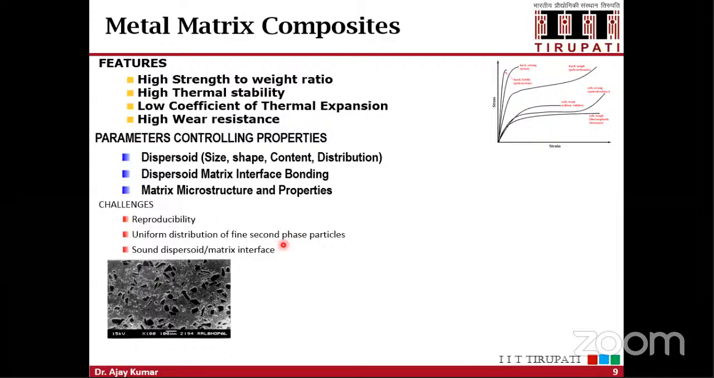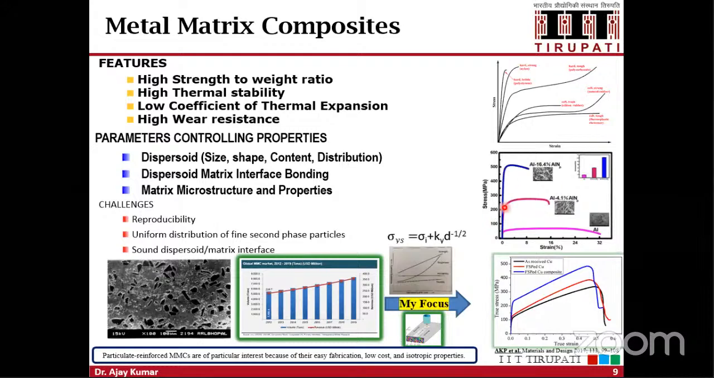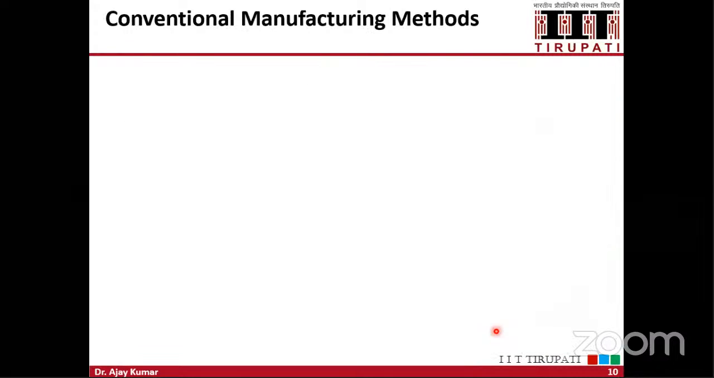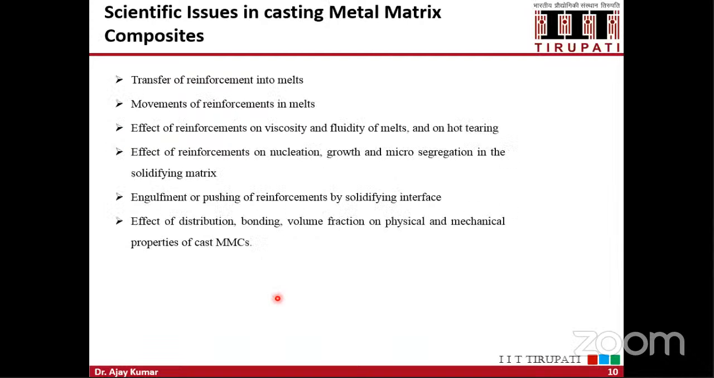Okay, so we are trying to address this challenge using friction stir processing. Most of the composite materials will have high strength but low ductility and less toughness. So we are trying to address this issue using the friction stir processing method to develop these MMNCs. Conventional methods are mechanical alloying and solidification processing, but they have limitations, as I mentioned: poor bonding at the interface, poor wettability, agglomeration of the second phase particles, porosities, and material cost. These all can be addressed using the friction stir processing method.